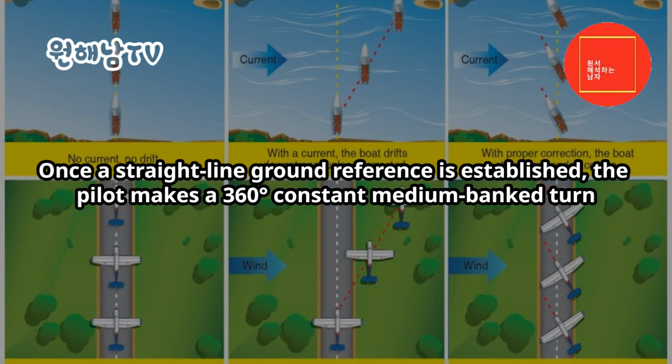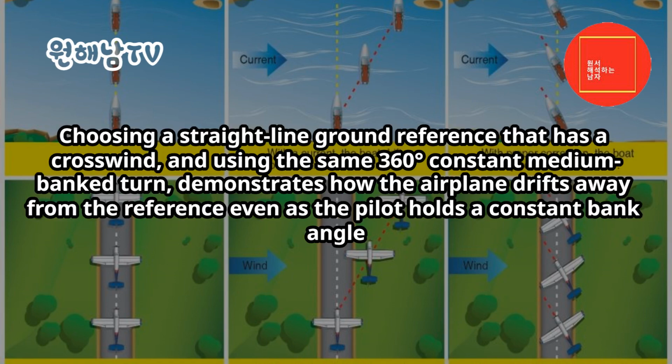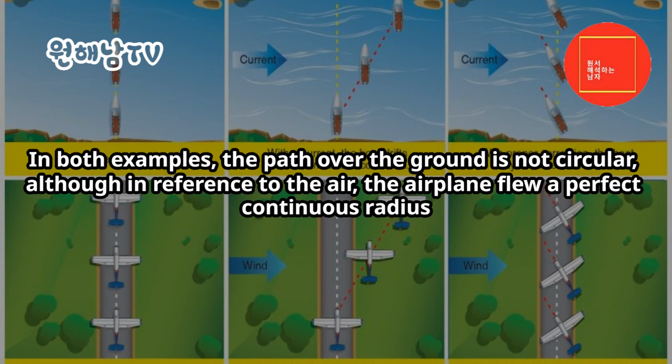Once a straight line ground reference is established, the pilot makes a 360 degrees constant medium bank turn. As the airplane completes the 360 degrees turn, it should return directly over the straight line ground reference but downwind from the starting point. Choosing a straight line ground reference that has a crosswind, and using the same 360 degrees constant medium bank turn, demonstrates how the airplane drifts away from the reference even as the pilot holds a constant bank angle. In both examples, the path over the ground is not circular, although in reference to the air, the airplane flew a perfect continuous radius.